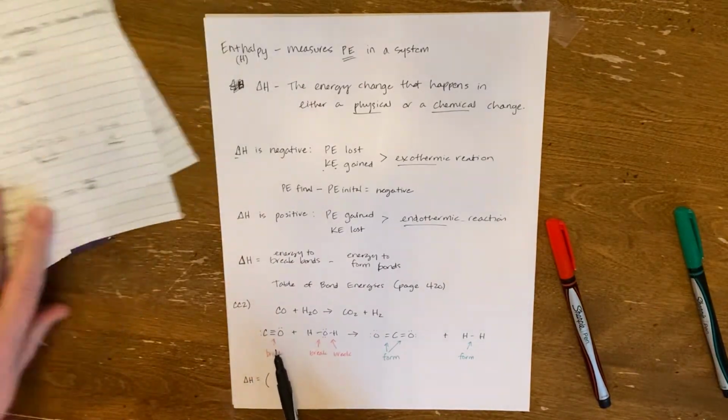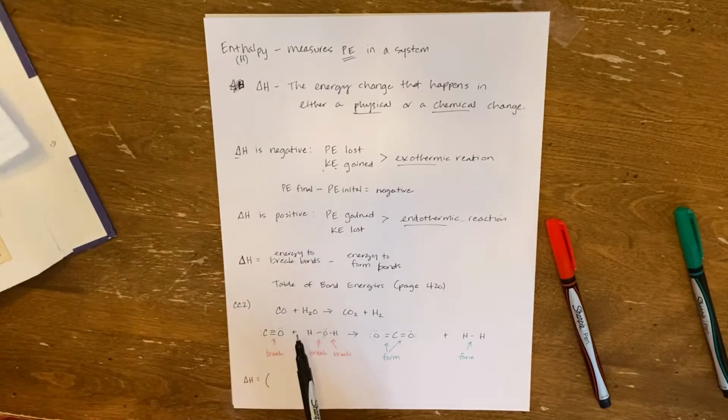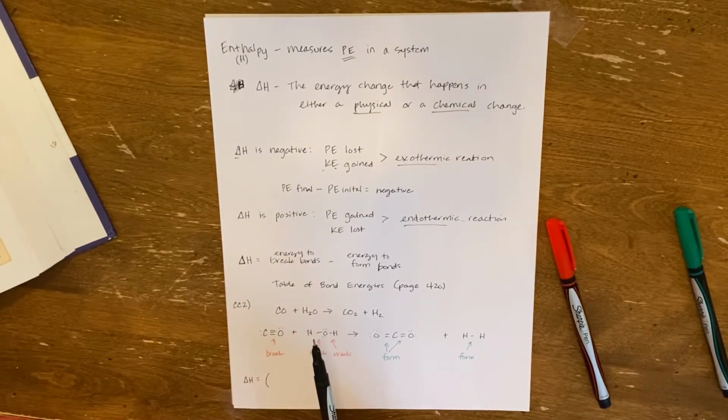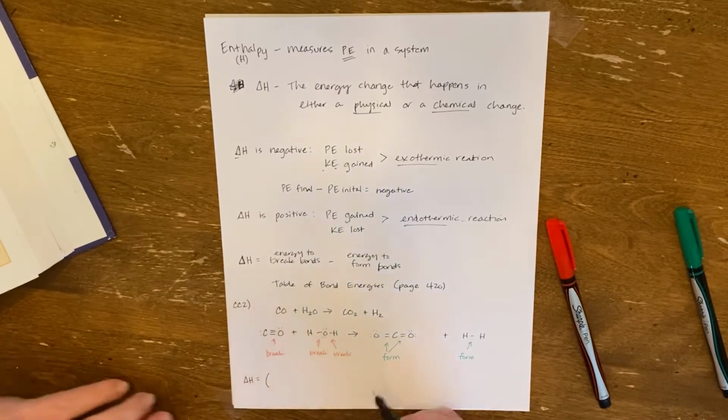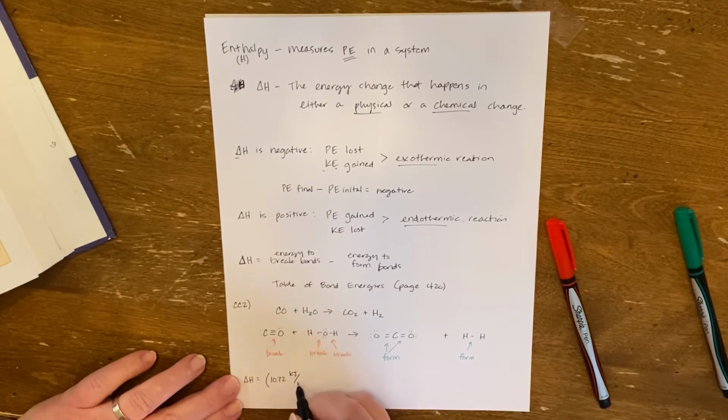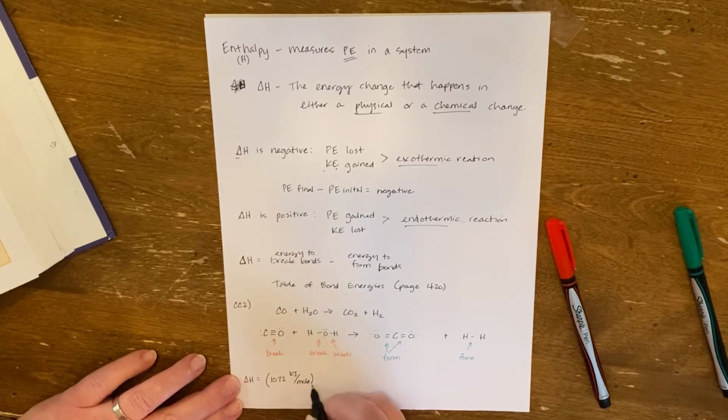And to break a triple bond between carbon and oxygen, it's way at the bottom right-hand corner. That takes 1,072 kilojoules per mole to break that bond.